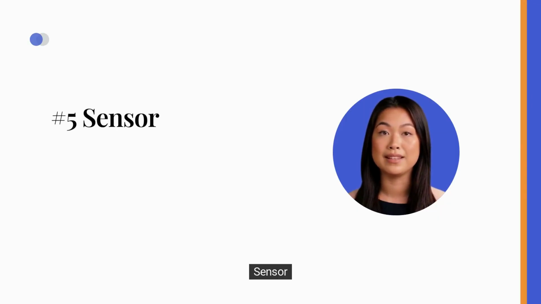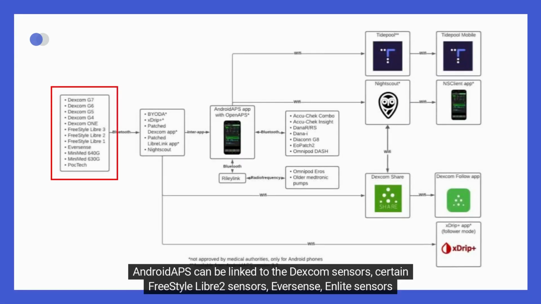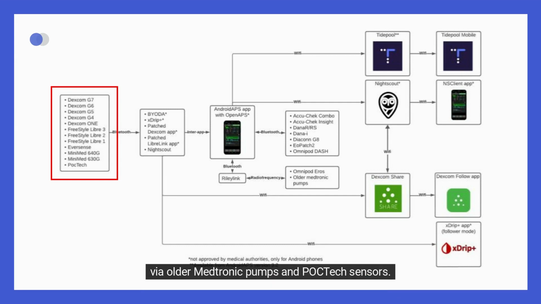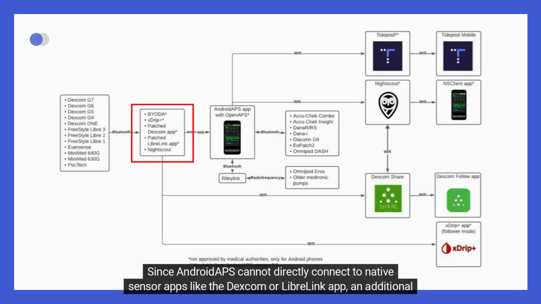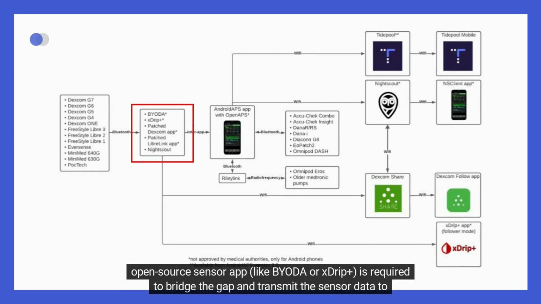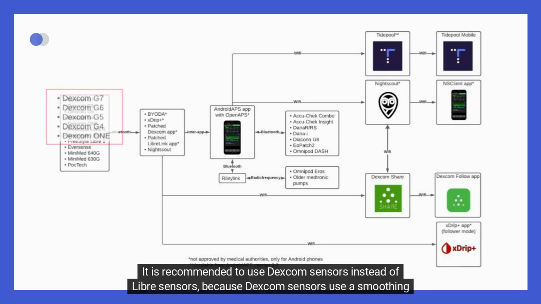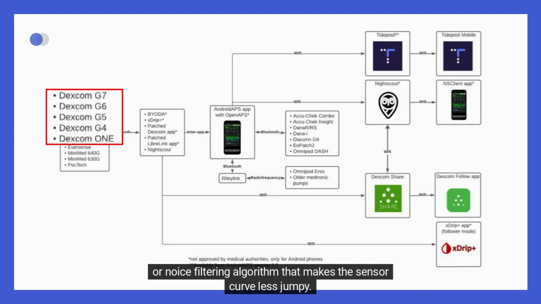5. Sensor. AndroidAPS can be linked to the Dexcom sensors, certain Freestyle Libre 2 sensors, Eversense, and light sensors via older Medtronic pumps and POCTech sensors. Since AndroidAPS cannot directly connect to native sensor apps like the Dexcom or Libre Link app, an additional open-source sensor app, like BYODA or xDrip, is required to bridge the gap and transmit the sensor data to AndroidAPS. It is recommended to use Dexcom sensors instead of Libre sensors because Dexcom sensors use a smoothing or noise filtering algorithm that makes the sensor curve less jumpy.